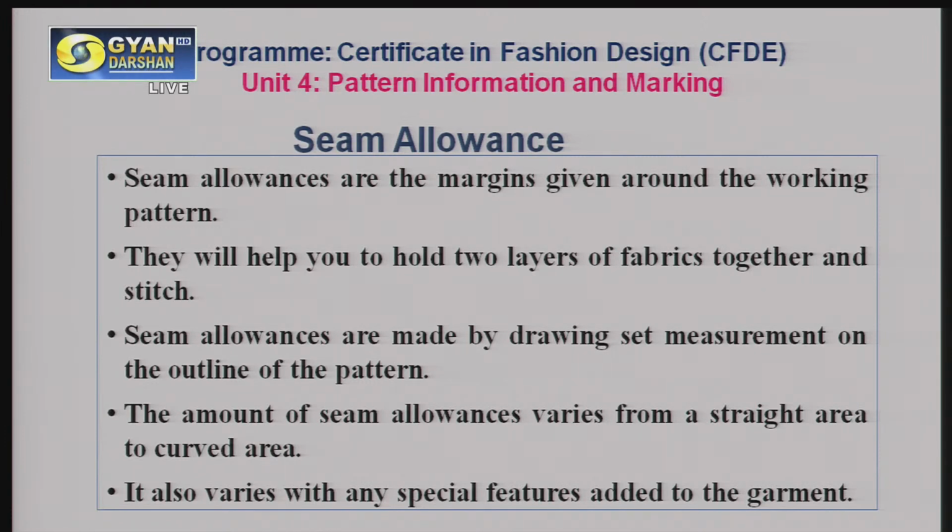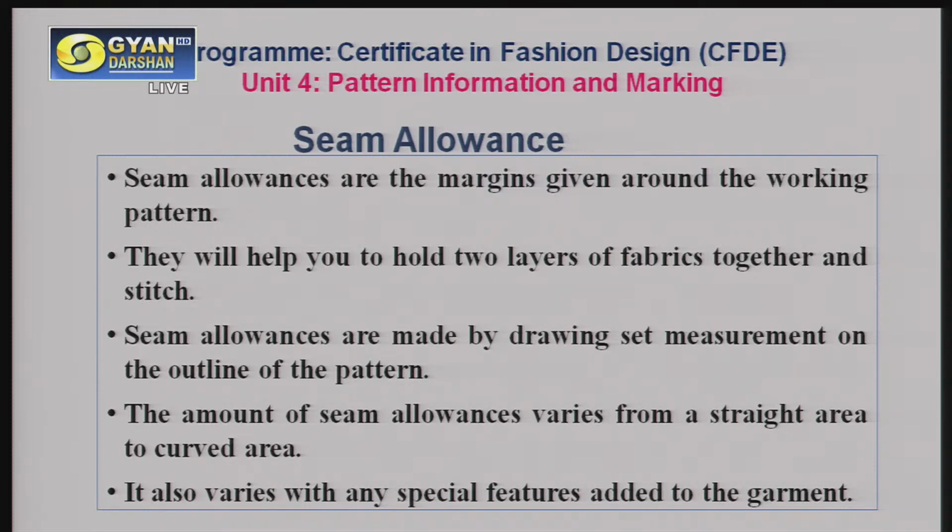Seam allowances are the margin given around the working pattern. This helps you hold two layers of fabric together and stitch. Seam allowances are made by drawing the set measurements on the outline of the pattern, and the amount of seam allowance varies from straight areas to curved areas.